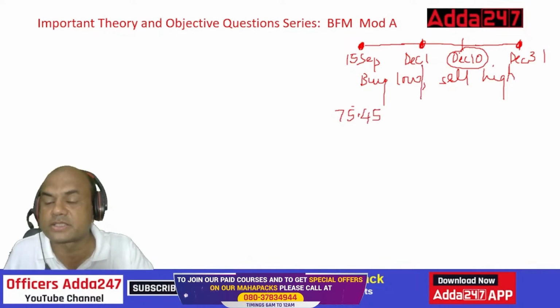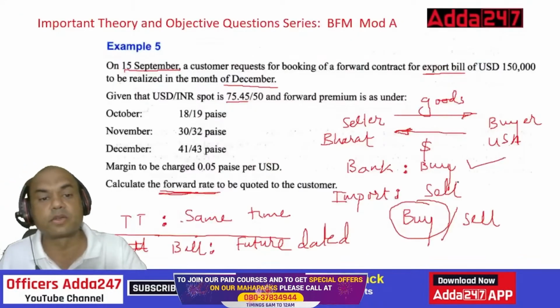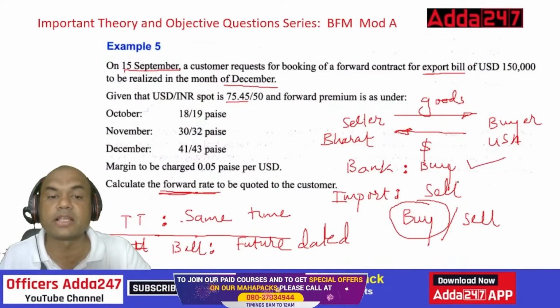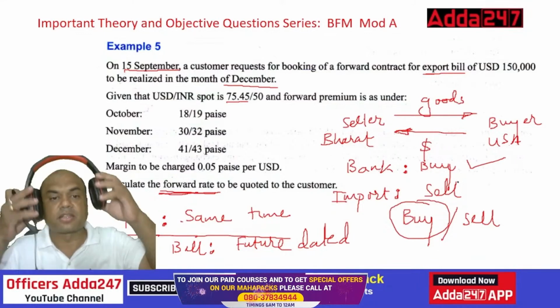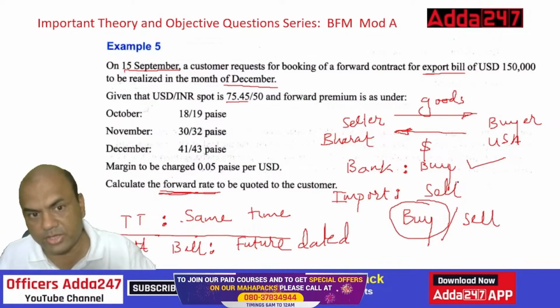What is the rate for December 1 now? Let's look at this. See, this December rates are given as 18, 19, 30, 32, 41, 43. October is 18, 19. Now if you look at these rates, one thing is clear to you. What is it? 18, 19 means what?